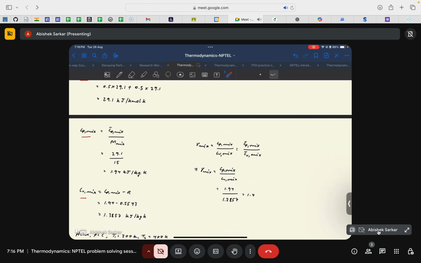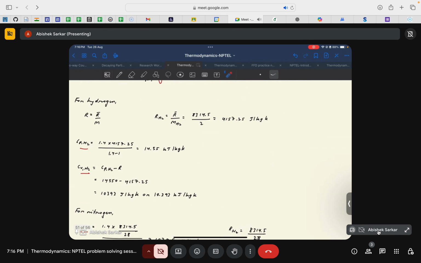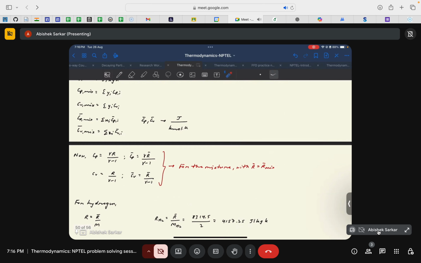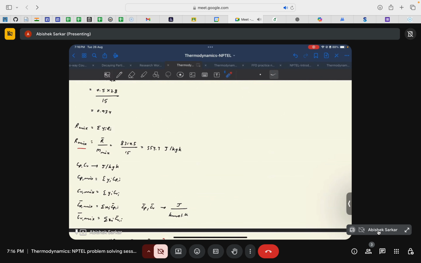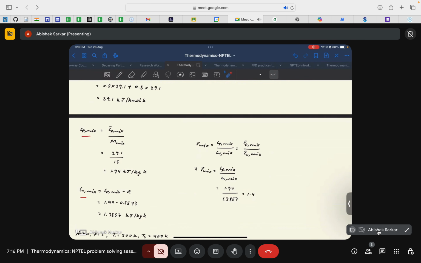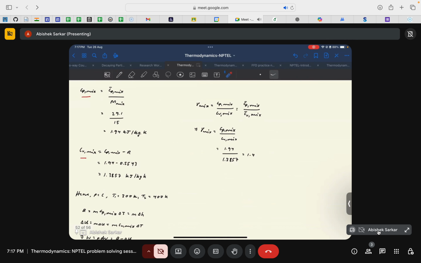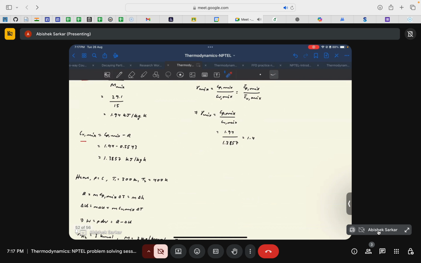So Cv mix would be Cp mix minus R, so it is 1.94 minus 0.5543. R, if you recall, we evaluated earlier. This R mixture was 0.5543 kilojoule per kg Kelvin. So from that you get Cv mix to be Cp mix minus R, or 1.94 minus 0.5543, or 1.3857. So all the terms that were required have already been found.